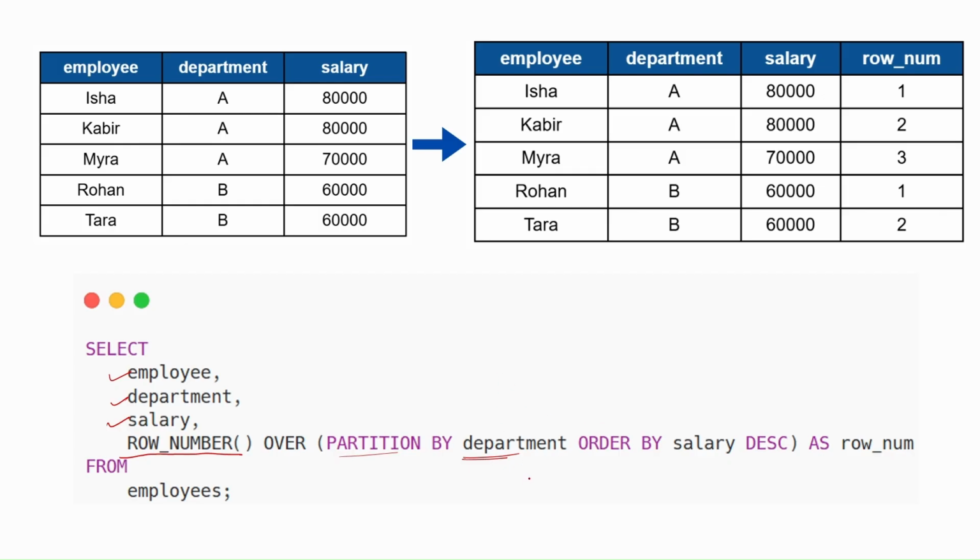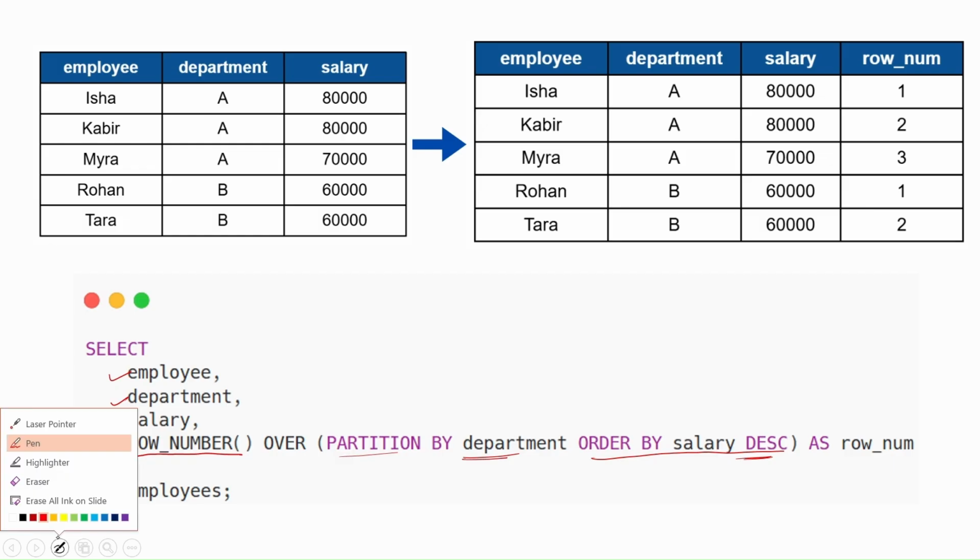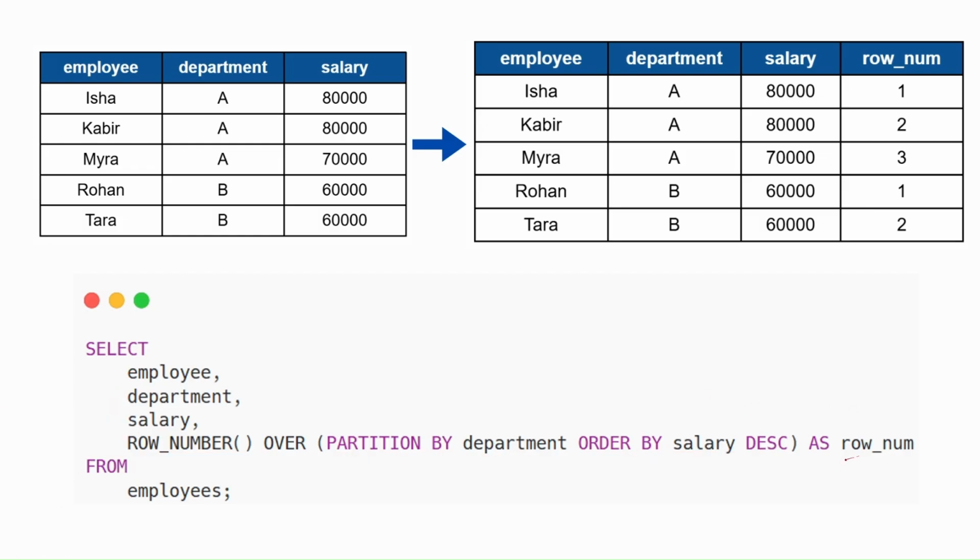Since we want to assign ranking based on each department, you write partition by department. And since you want to make sure that the highest salaried employee gets rank 1, you have done the order by on the salary column, and that too in descending order. That's how you write the window function. Here you are just giving the alias of this column as row number, which is nothing but the alias of the new column that you just created by assigning the row numbers. So that's how you need to write the SQL query.